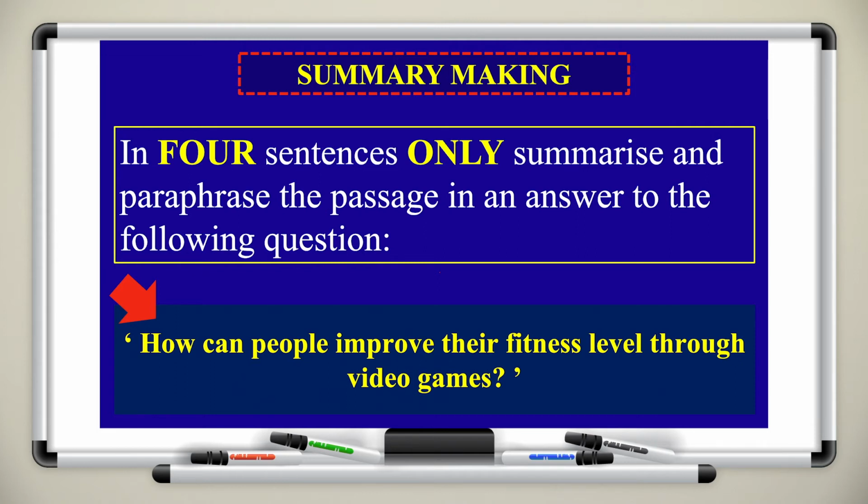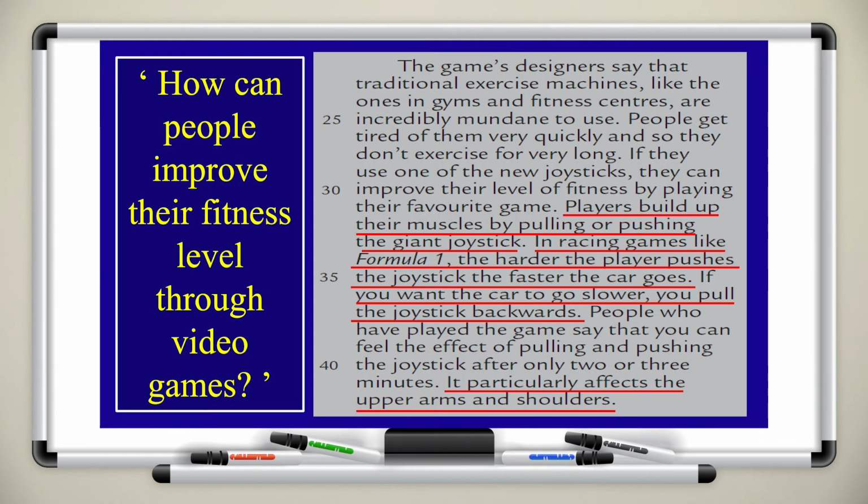How can people improve their fitness level through video games? If you look at the text, we can find the answers there. The first one, players build up their muscles by pulling or pushing the giant joystick. The second one, in racing games like Formula 1, the harder the player pushes the joystick, the faster the car goes. If you want the car to go slower, you pull the joystick backwards. And for the final answer, it particularly affects the upper arms and shoulders.